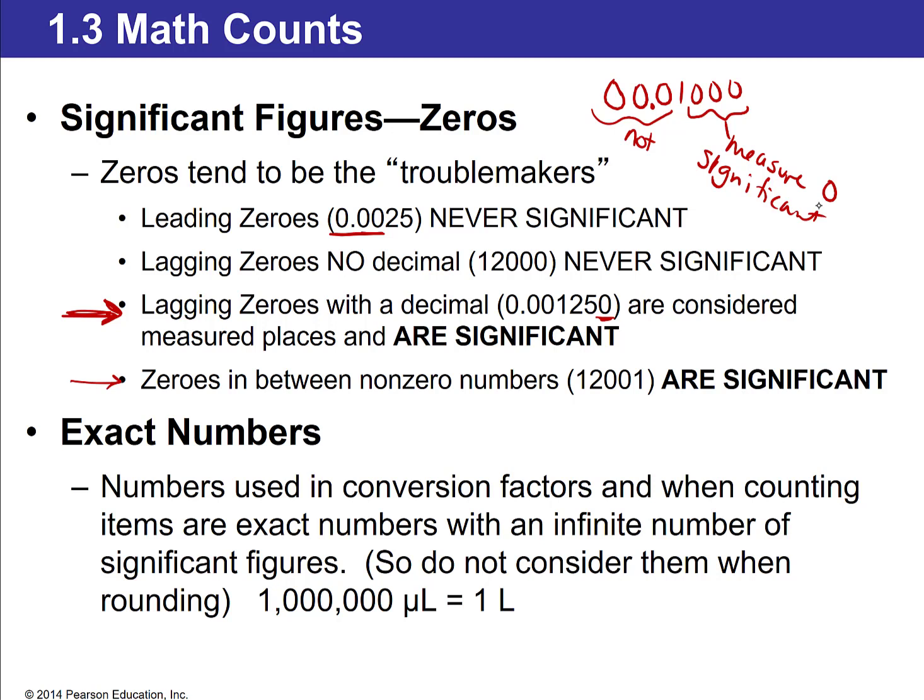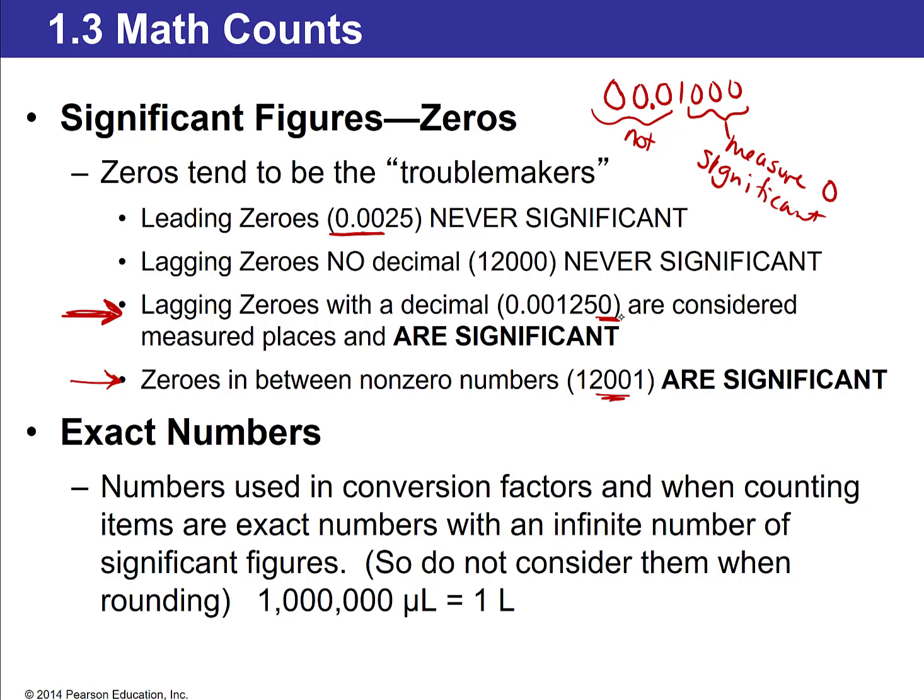All zeros in between. So like I have 2,001, or 12,001. That's a difference between saying I have 12,000 pennies and I have 12,001 pennies. So now that 1 at the end makes those zeros measured. The in-between zeros are significant because they're considered just like a 1 and a 9. They have been measured at the 0 place. So these are always significant, and trailing zeros with the decimal place are always significant.